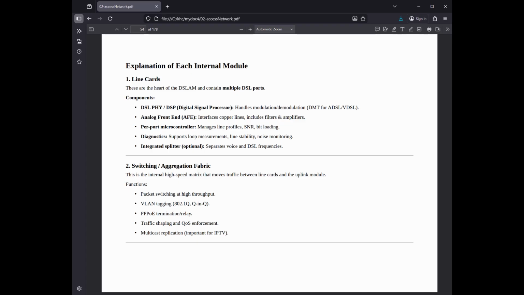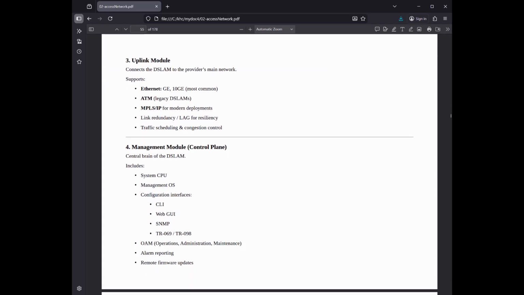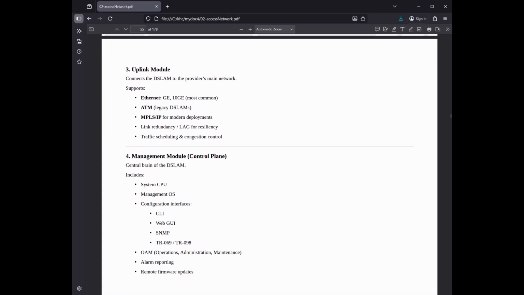2. Switch fabric, the data engine. The switch fabric is the internal switching engine that moves data between the line cards and the uplink modules. Non-blocking architecture: in high-performance DSLAMs, the switch fabric is designed to be non-blocking, meaning it has enough internal bandwidth to handle the maximum data rate of every port on every line card simultaneously without causing a bottleneck. Traffic management: the fabric doesn't just move data, it prioritizes it. It handles quality of service, QoS, by ensuring that triple play services, voice, video, and data, are treated correctly, for example, giving priority to a VoIP call over a file download.